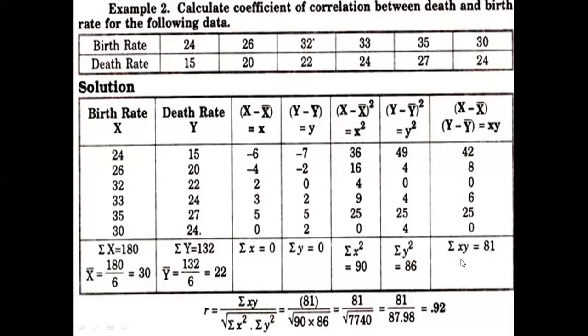Again, do the total of xy. Sigma xy equal 81. Now the formula to calculate this Karl Pearson coefficient of correlation was small r equal sigma xy upon under root sigma x square into sigma y square. Simply put the values. Sigma xy value, as you can see in the table, is 81 divided by square root of sigma x square, then it is 90 into 86. Simply we are inserting the values, nothing else we are doing. Just solve the equation, you will get the coefficient of correlation, which is 0.92.